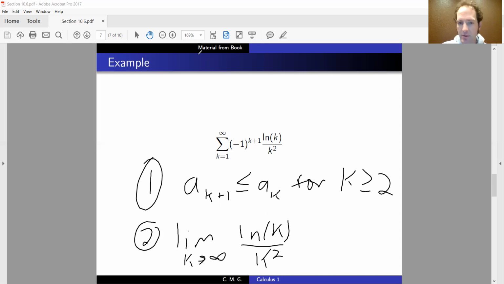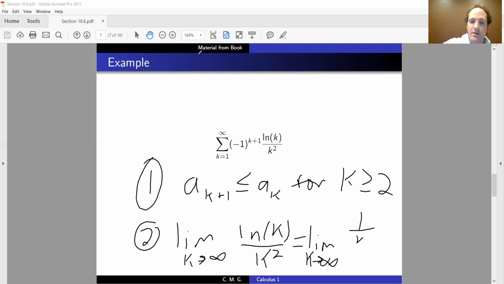Or I do L'Hopital's rule, because the natural log of k as k goes to infinity goes to infinity, and k squared as k goes to infinity goes to infinity. So this is infinity over infinity. I can apply L'Hopital's rule directly. So applying L'Hopital's rule directly is actually the easy way to do this.